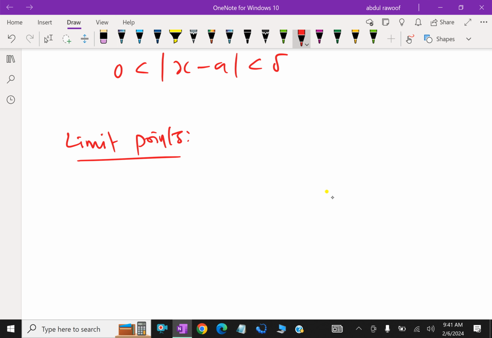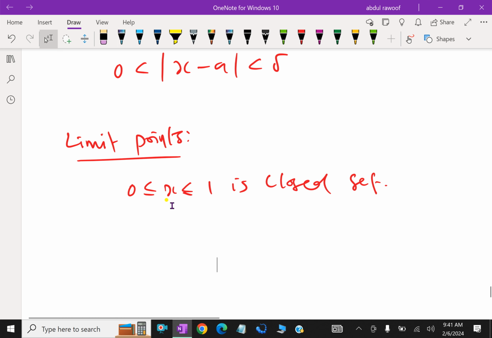Therefore, 0 less than or equal to x, less than or equal to 1 is a closed set in real numbers, since it is a decimal representation. In this closed set, root 2 is not an element if we consider the rational set, because root 2 is irrational.